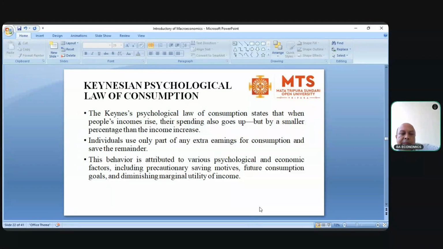This is known as the precautionary motive of saving, and for this reason people want to save money. When their income increases, they also want to save a certain percentage of their income. They do not want to spend all the money, whatever the increase. The second factor is future consumption goal.